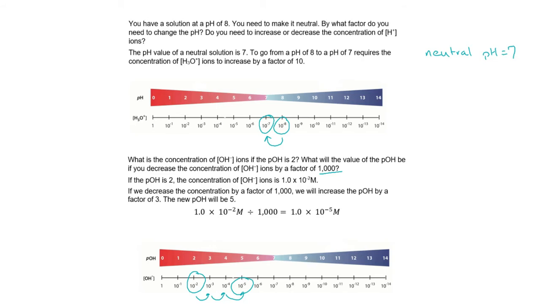So our new concentration of hydroxide ions is 10 to the negative fifth, which corresponds to a pOH of 5. What these problems hopefully clarify is each time you change the pH or pOH by 1 unit, you're really changing by a factor of 10.